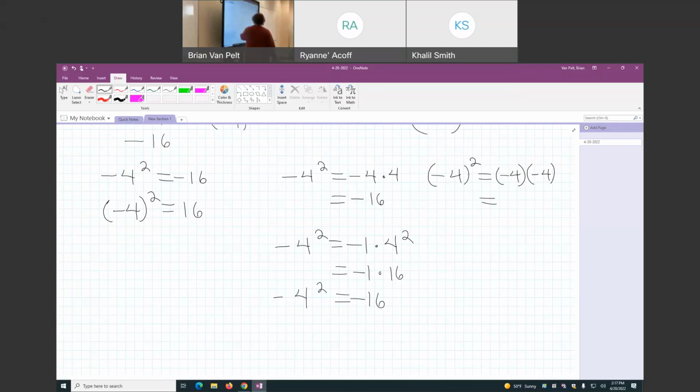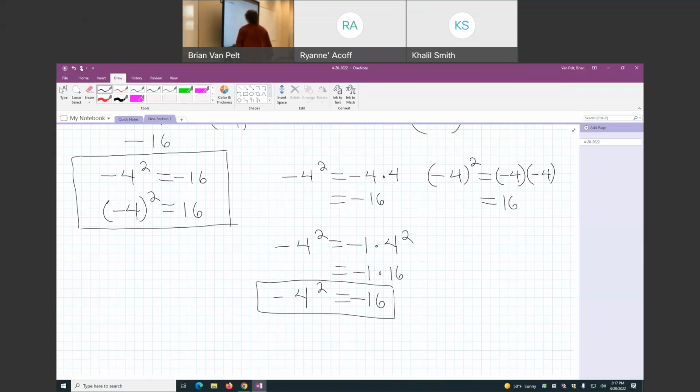Which one is actually supposed to be right? Negative 16 is. That is correct. Okay. This one over here is 16. But if it's in parentheses, it's positive. So if it's over something, it's positive.